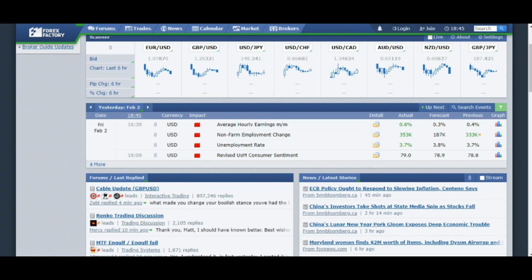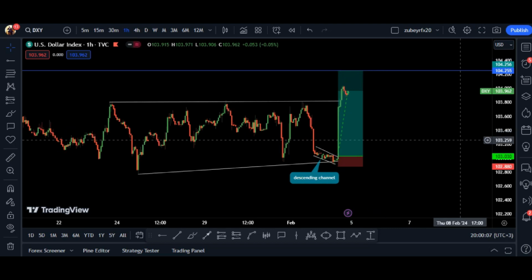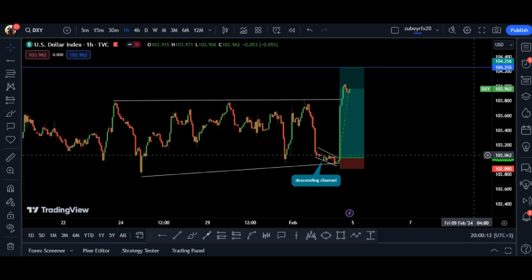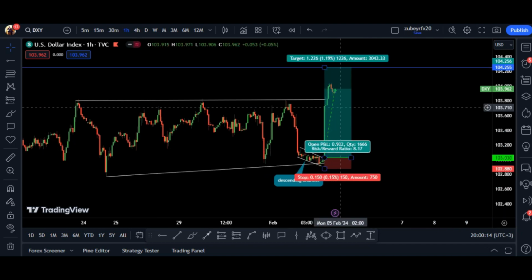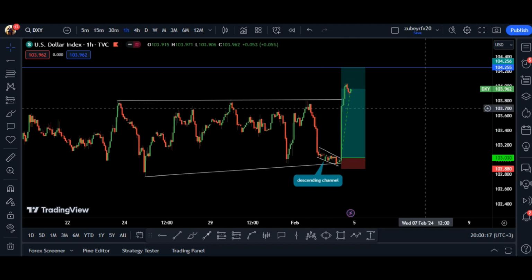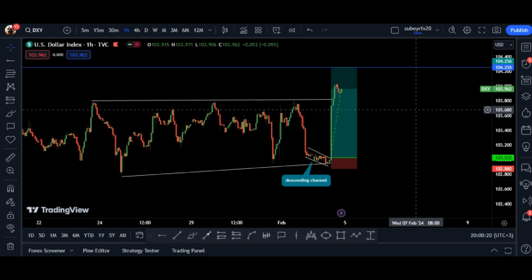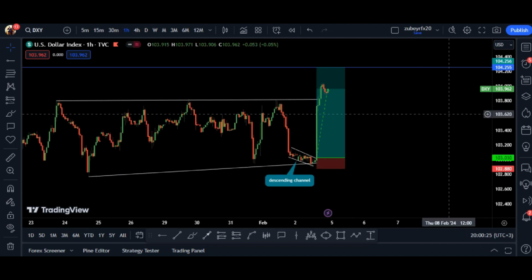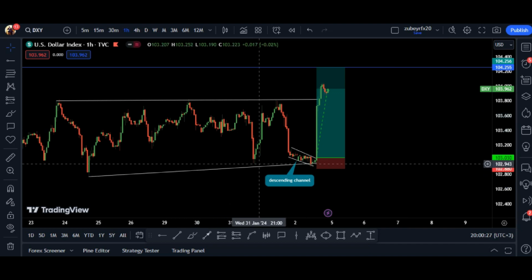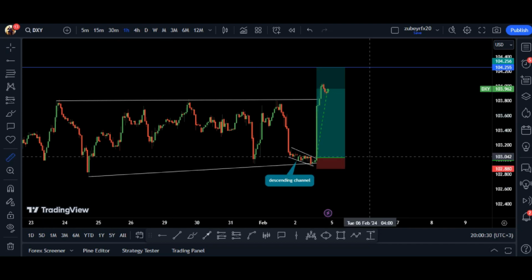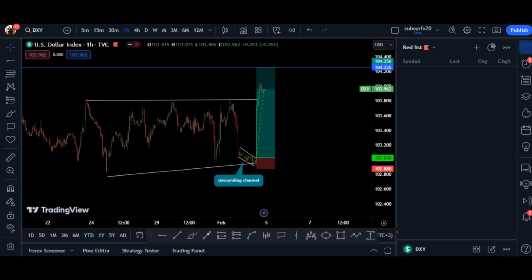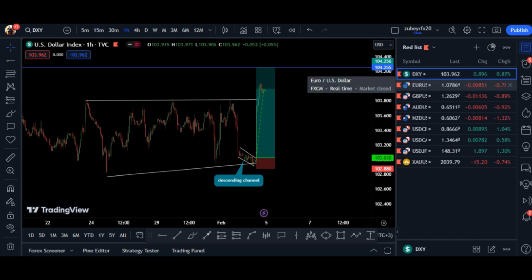So first of all, if we start with the DXY dollar index, guys, we can see how beautiful the structure went in a strong area. We can see a descending channel here, and of course here is a strong buy area. So guys, getting this uptrend means that all the pairs that end with USD, or start with USD, will follow.